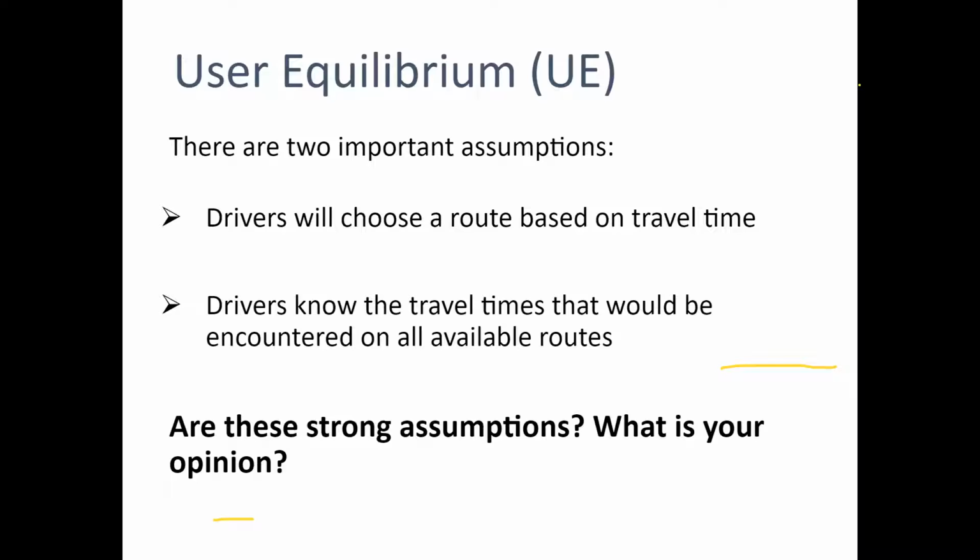So, two important assumptions of the user equilibrium principles. First, drivers will choose a route based on travel time, so based on trying to minimize their individual travel time. The other assumption is that drivers know the travel time that would be encountered on all available routes. I want to pause here for a second. What do you think of these assumptions? Are they very strong assumptions? Are they reasonable?